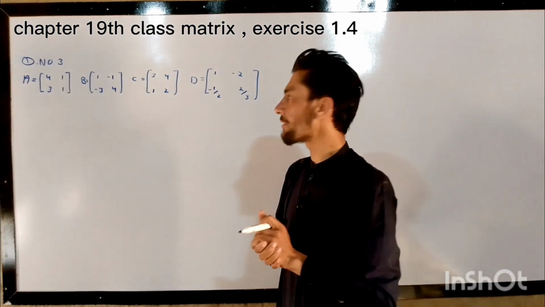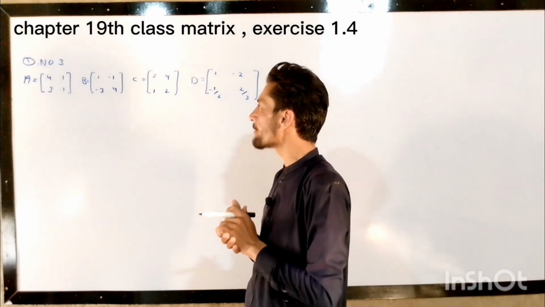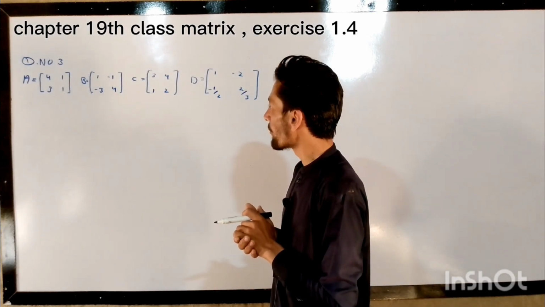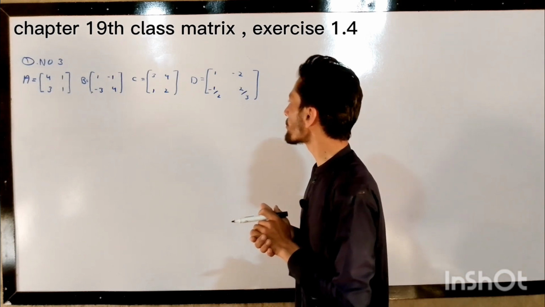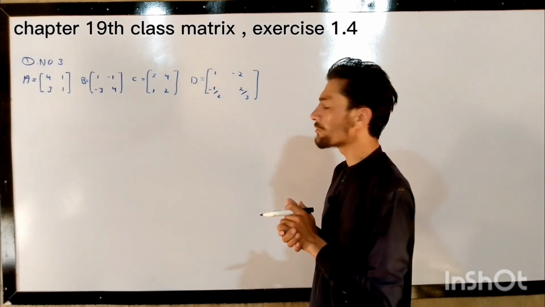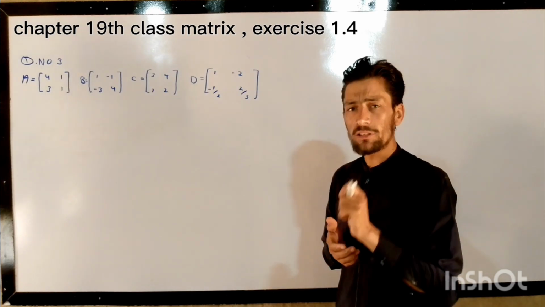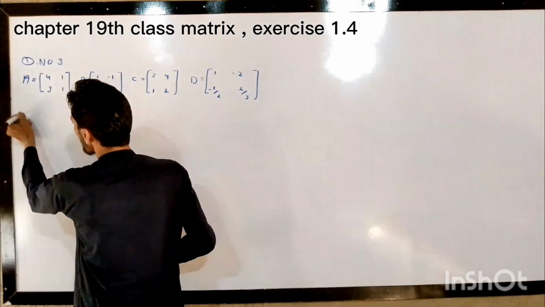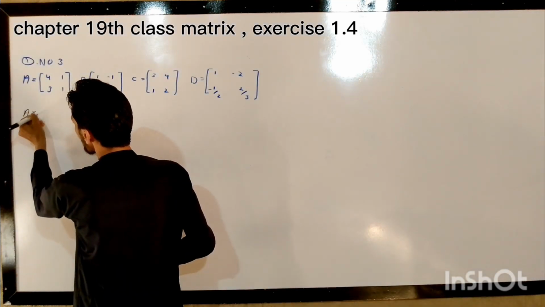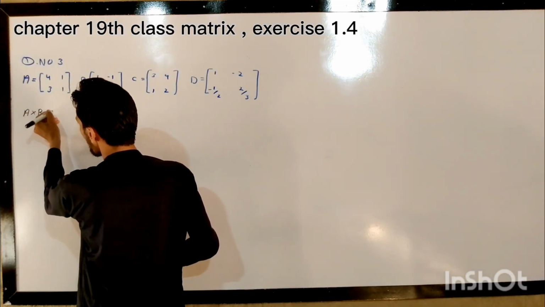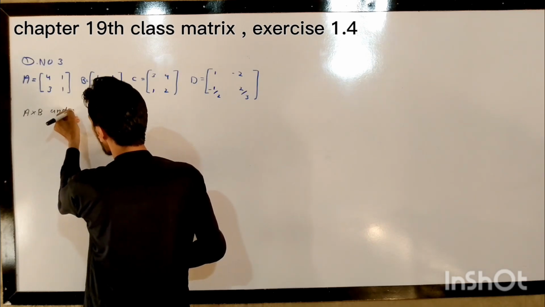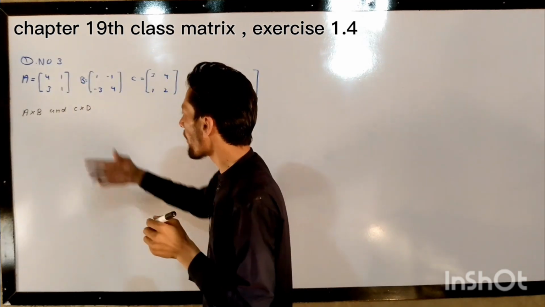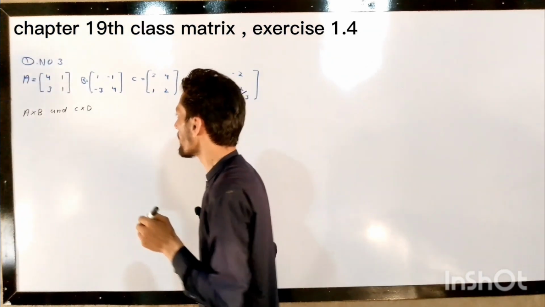They are asking from us that if A is equal to 4, 1, 3, 1, B is equal to 1, minus 1, minus 3, 4, C is equal to 3, 4, 1, 2, and D is equal to 1, minus 2, minus 1 over 2 and 2 over 3. Then the first question they are asking is to find A cross B and the second one is to find C cross D. So first of all we will find A cross B. Let's move.